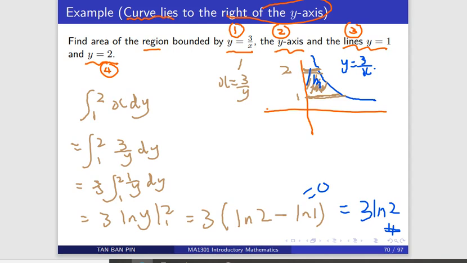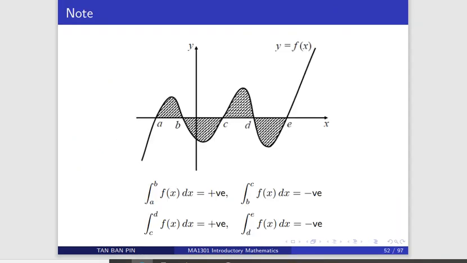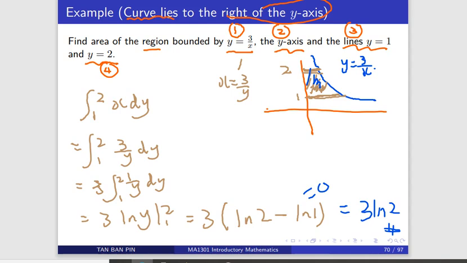When the region is to the right of the y-axis, if you integrate x dy, you should expect to get a positive answer. Like what you have for the case when you do dx and the region is above the x-axis. When the region is above the x-axis, it's positive. Later you shall see that if the region is to the left of the y-axis, and you integrate x dy, it will give you a negative answer. That's what I'm going to do in the next example.